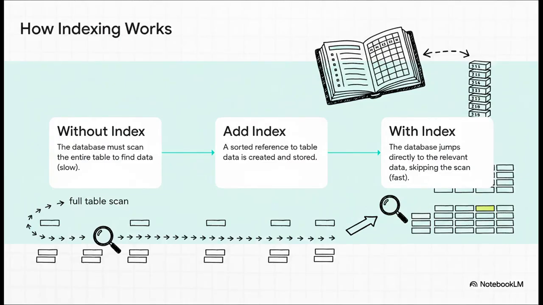So how does an index actually work its magic? Imagine trying to find a topic in a book without an index page. You'd have to read every single page, right? That's what your database does, a full table scan, and it's painfully slow. An index is literally like the index at the back of that book. It's a sorted reference that lets the database just jump directly to the right page or data block instead of reading everything. It's a massive shortcut.